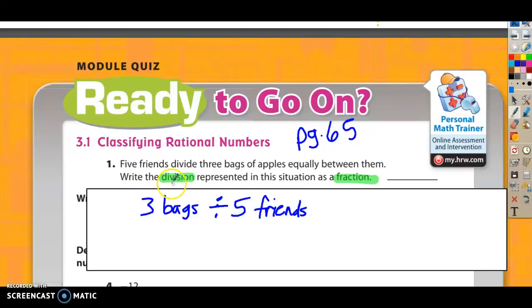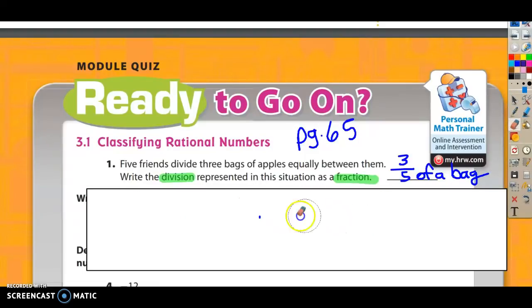So what we can do is the same thing as before. 3 becomes the numerator. 5 becomes the denominator. And we just ask ourselves, what is 3/5? So it's 3/5 of a bag. If we wanted to be more clear, we'd say 3/5 of a bag of apples. That is the answer. Let's move on. I think I can just remove this whiteboard here and see the next set.